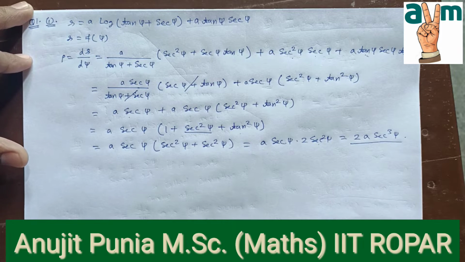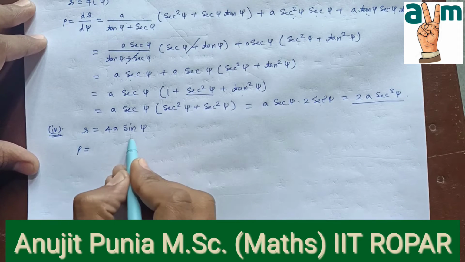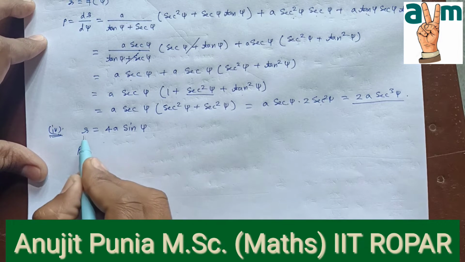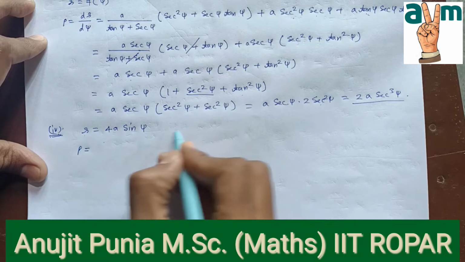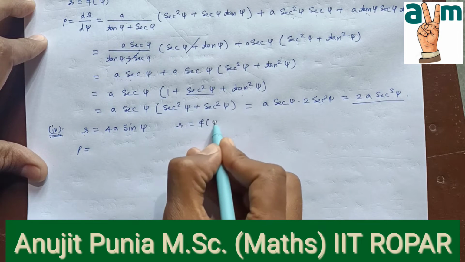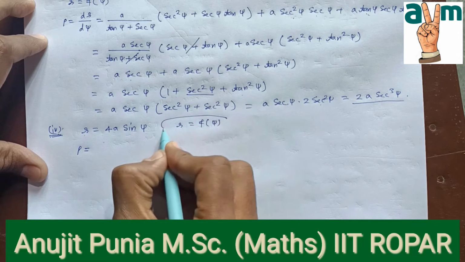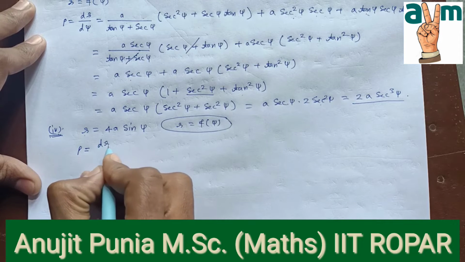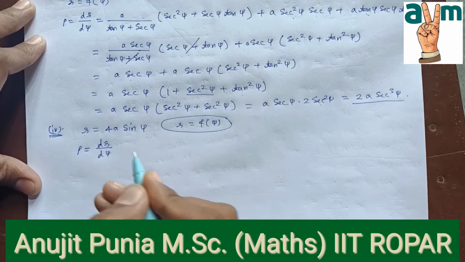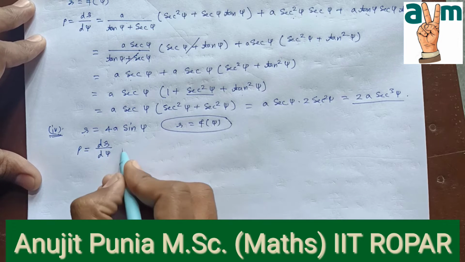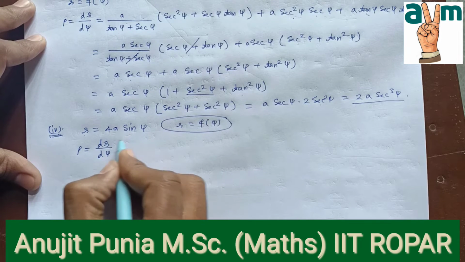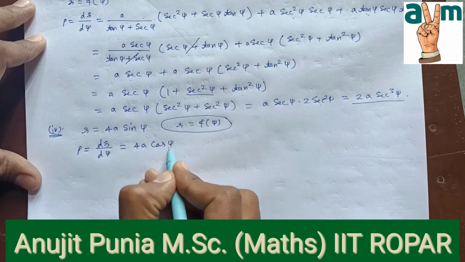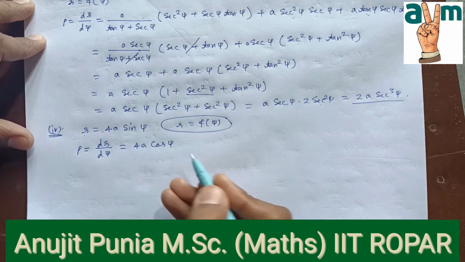Okay, this is the fourth part of question number 1. Here we also find the radius of curvature. The function is given in the form s is equal to f of psi, and when the function is given in this form, to find the radius of curvature we have to find the change in s with respect to change in psi, or we can say we have to find the derivative with respect to psi. The derivative with respect to psi of this function is 4a, and the derivative of sin psi is cos psi. So this is our answer.